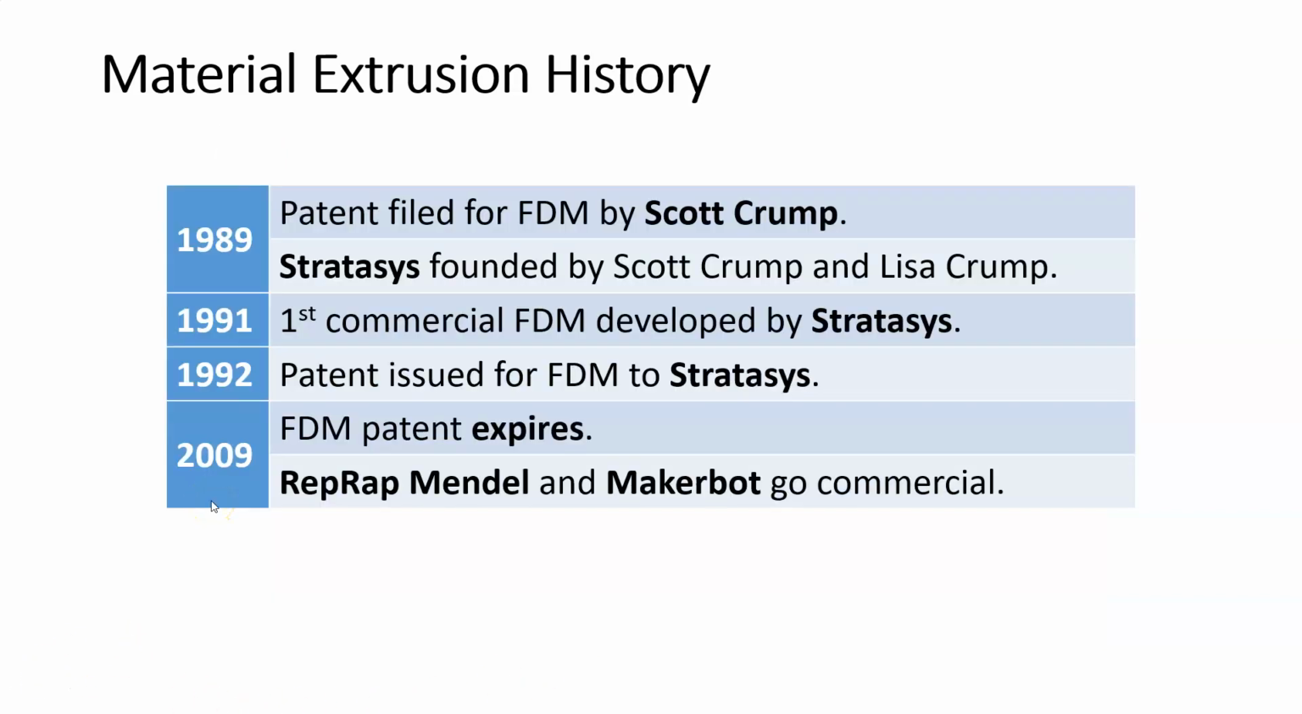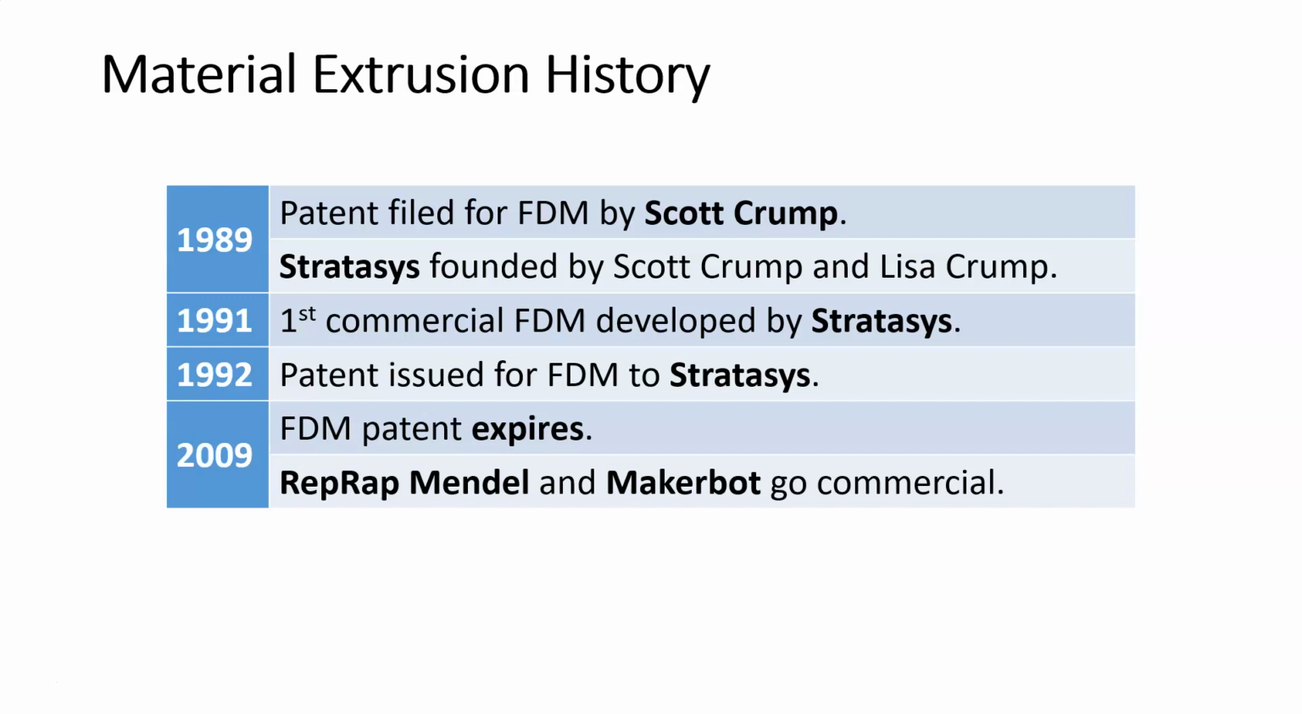All right, so what is the short history on material extrusion? Well, as we heard earlier, in 1989, a patent was filed by Scott Crump for the FDM process. Stratasys was founded that year by Scott and his wife Lisa Crump. In 1991, the first commercial FDM printer or machine was developed by Stratasys, and it was commercialized or sold. A year later, the patent was issued for FDM to Stratasys.